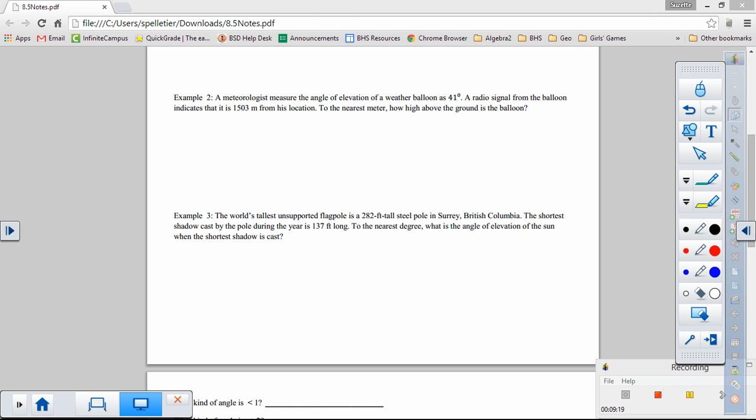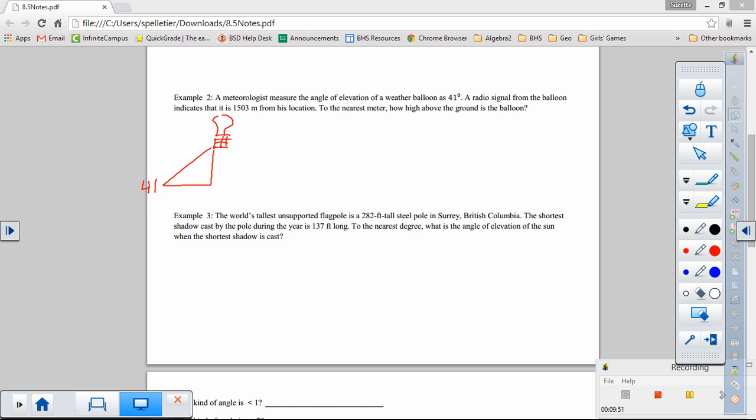A radio signal from the balloon indicates that it is 1,503 meters from his location. To the nearest meter, how high above the ground is the balloon? So let's draw it. Hot air balloon, again with the hot air balloons. Yikes. Okay. He has an angle of elevation as 41. So this is 41.